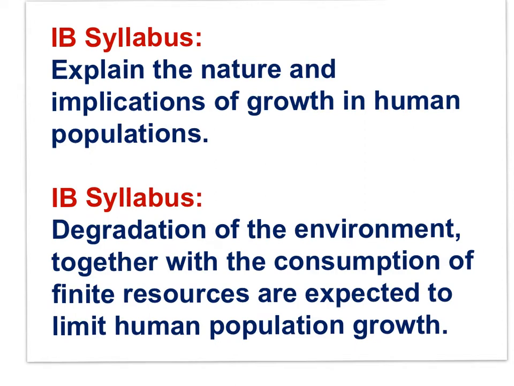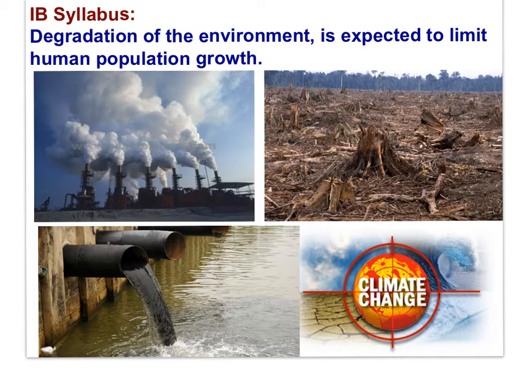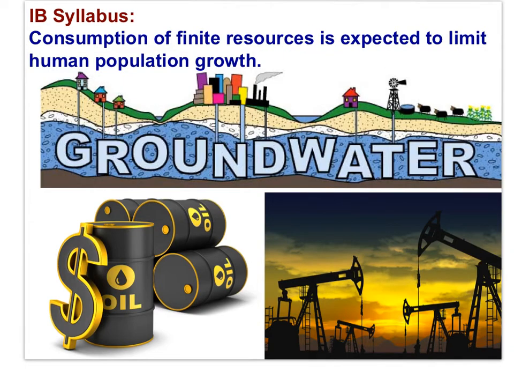The implications of continued human population growth are reduced availability of resources, food and water, and this could lead to conflict or migration. Degradation of the environment, together with the consumption of finite resources, are expected to limit human population growth. As we consume resources faster than they are replaced, and we release wastes at rates faster than the earth can assimilate those wastes, we degrade the environment. This degradation will limit human population growth.